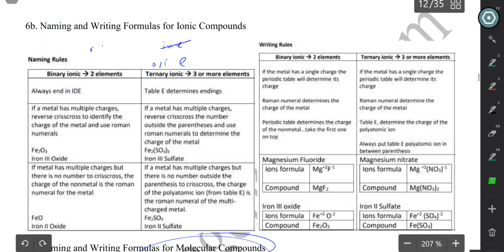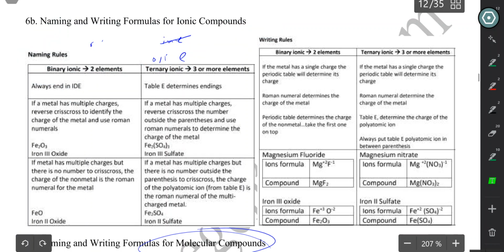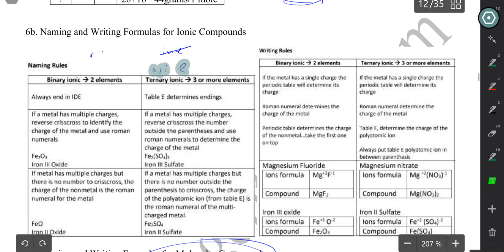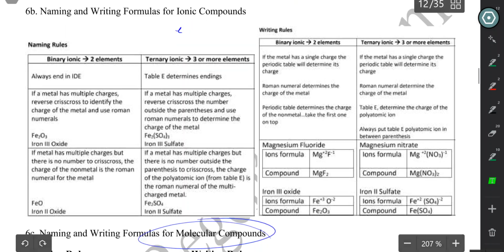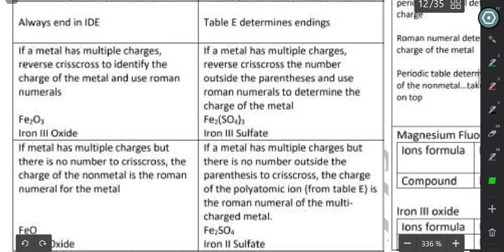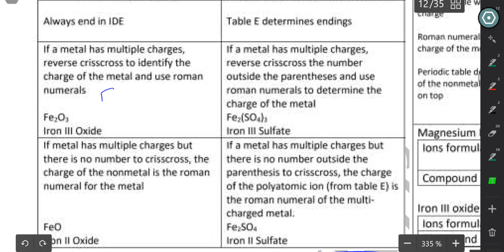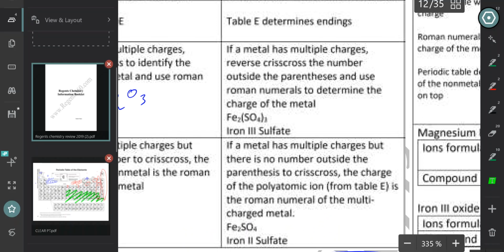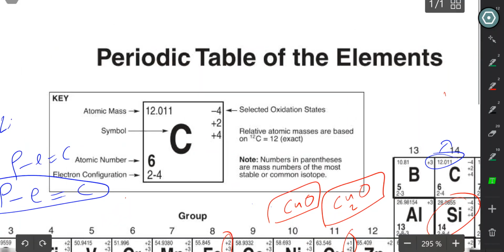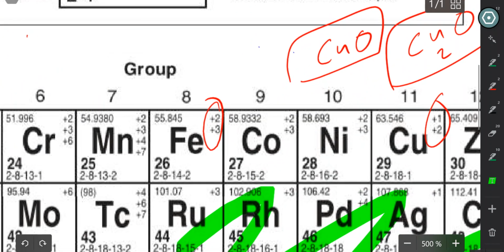Continue on. If a metal has multiple charges, reverse crisscross to identify the charge of the metal and use Roman numerals. So let's say, for example, Fe2O3. I know iron has multiple charges. I look at my periodic table and I find out that iron has a charge of +2 and +3. So it does have multiple charges.